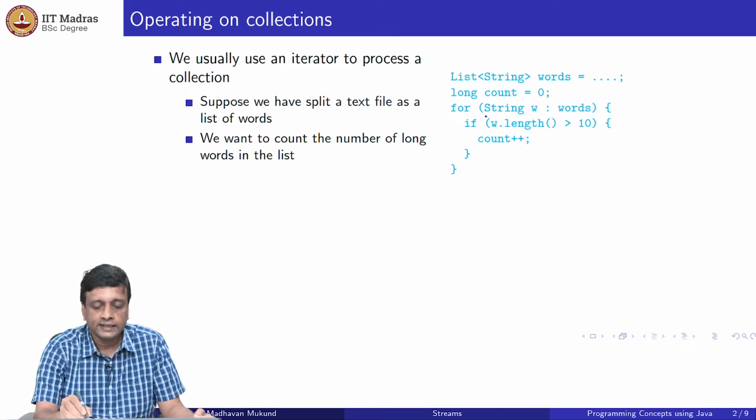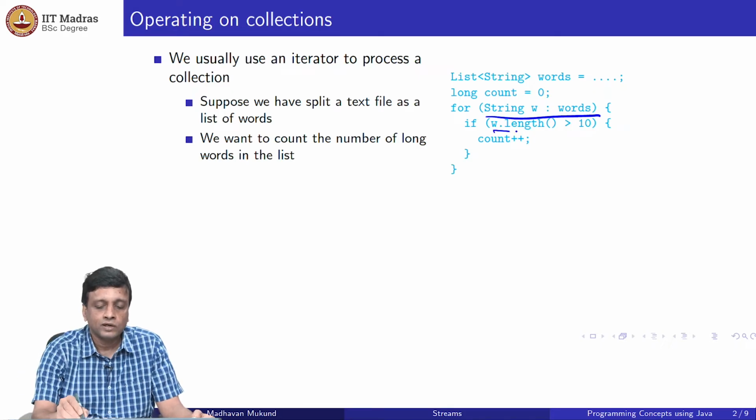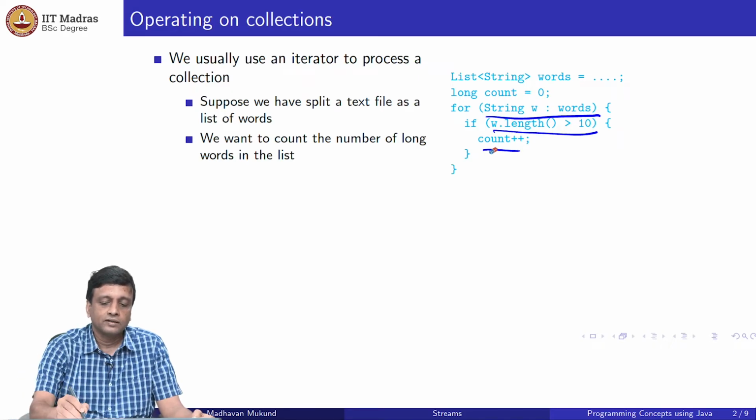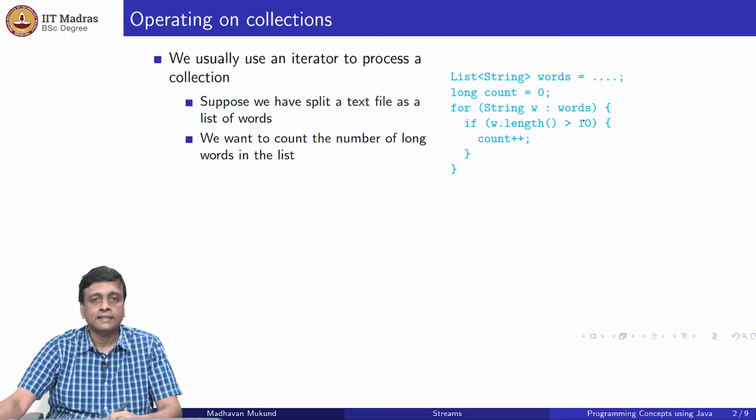So then we run this iterator, we run through every word in this list, and each time we see a word whose length is bigger than 10, we increment the count. So this is a standard way of processing a collection using an iterator.